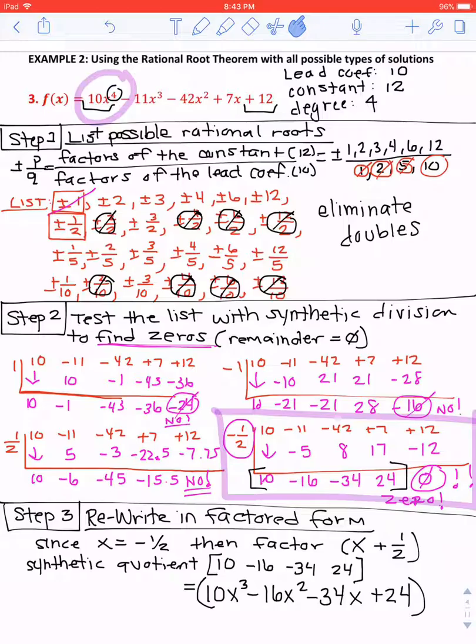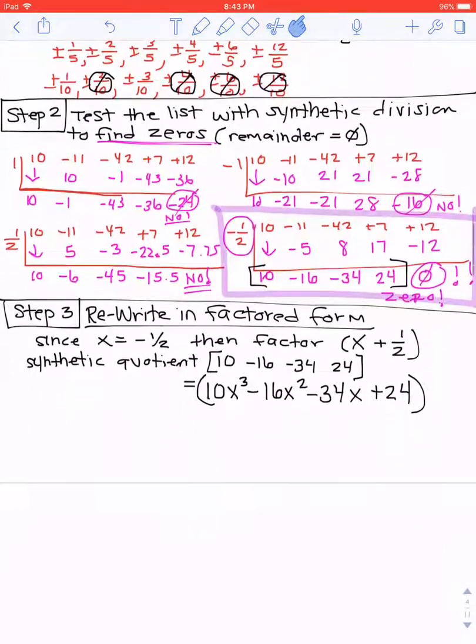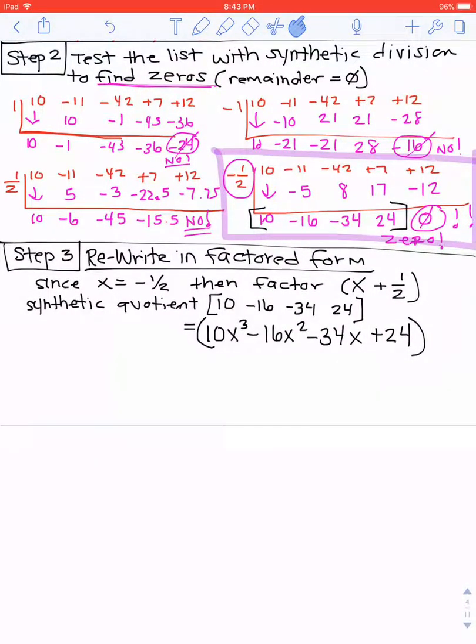So we have taken a 0 out. We have reduced the x's by a factor. So we have a factored form of x plus 1/2 times 10x cubed minus 16x squared minus 34x plus 24.